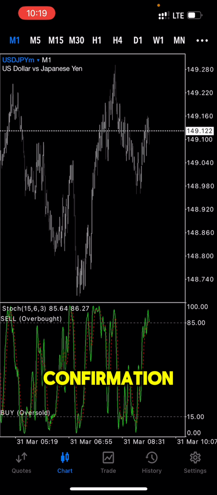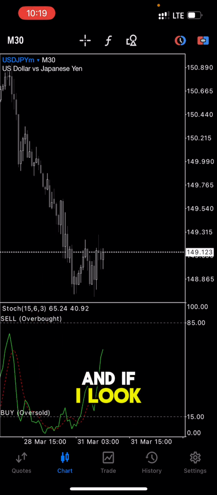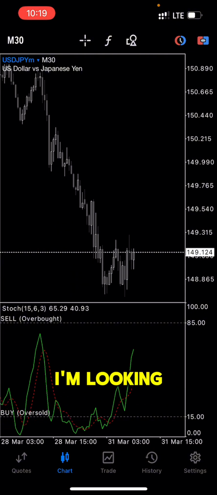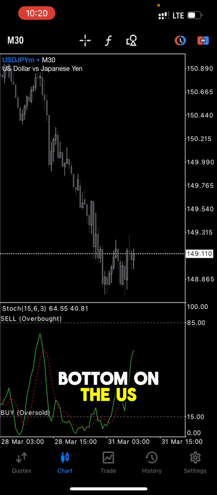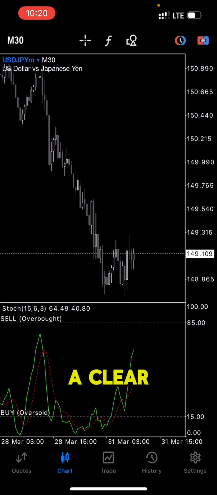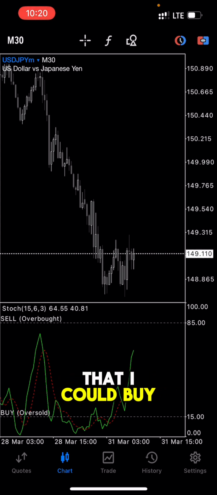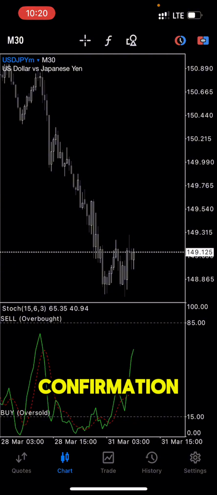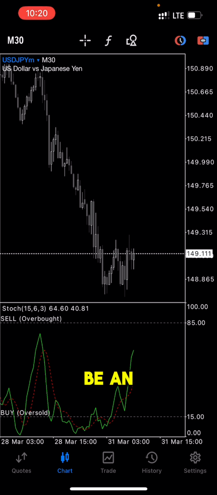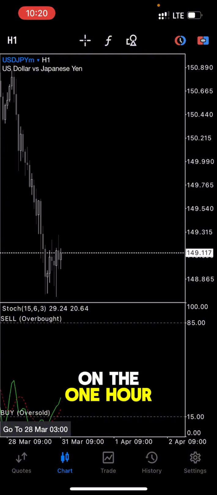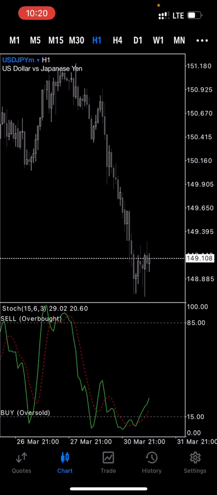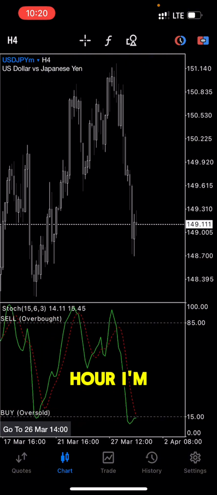Now, the other confirmation you could look for is understanding the current market structure. And if I look at the current market structure, I'm looking at a double bottom on the USD JPY, which gives me a clear confirmation that I could buy on this one. All right, so I'll take into consideration the third confirmation being an actual analysis. So if I go on the 1 hour and on the 4 hour, I'm good to go.